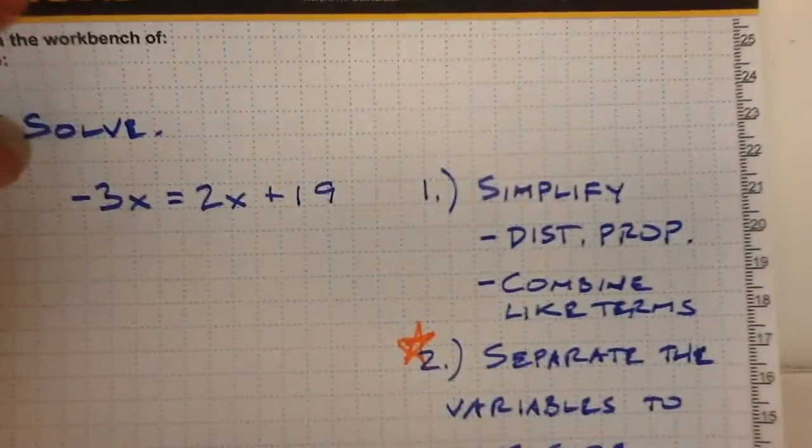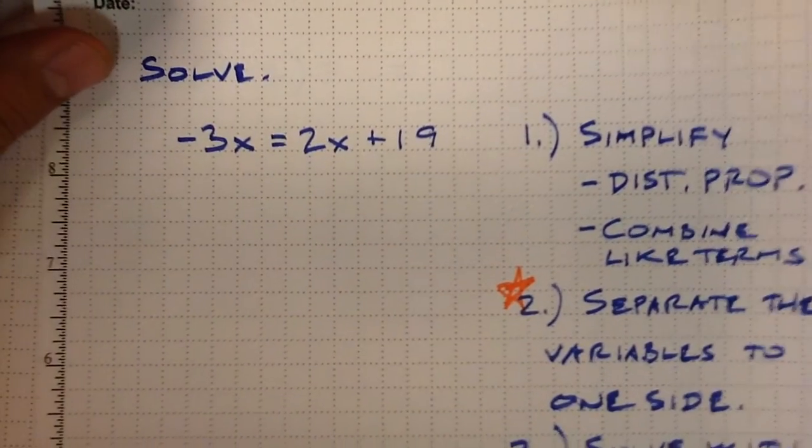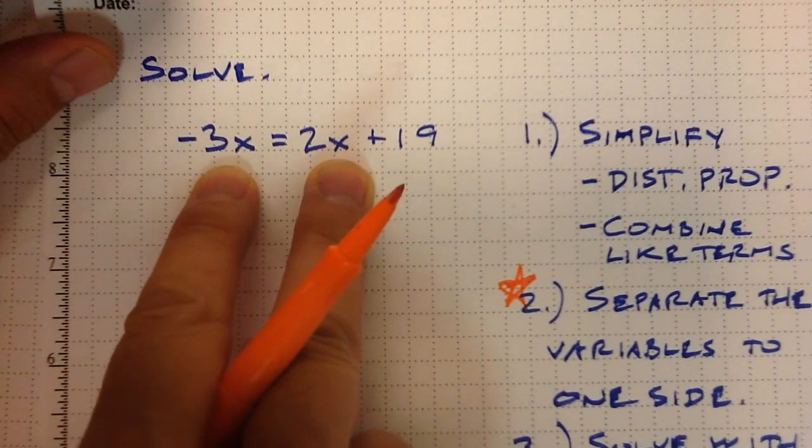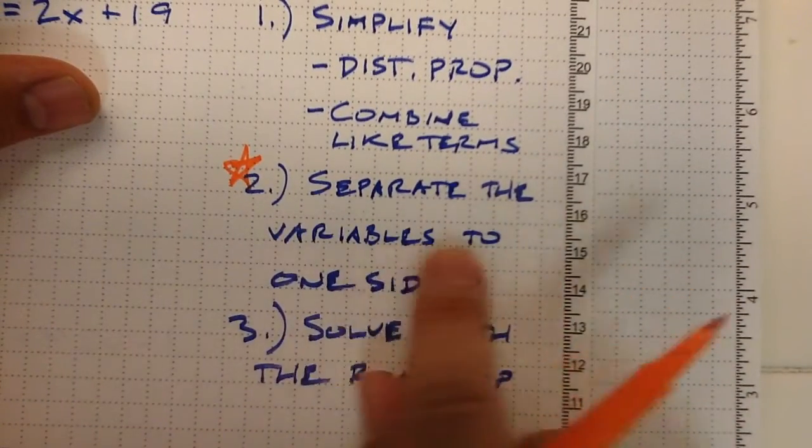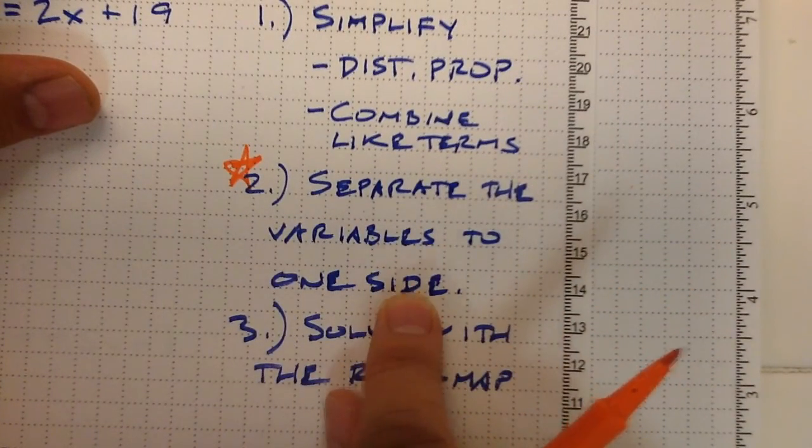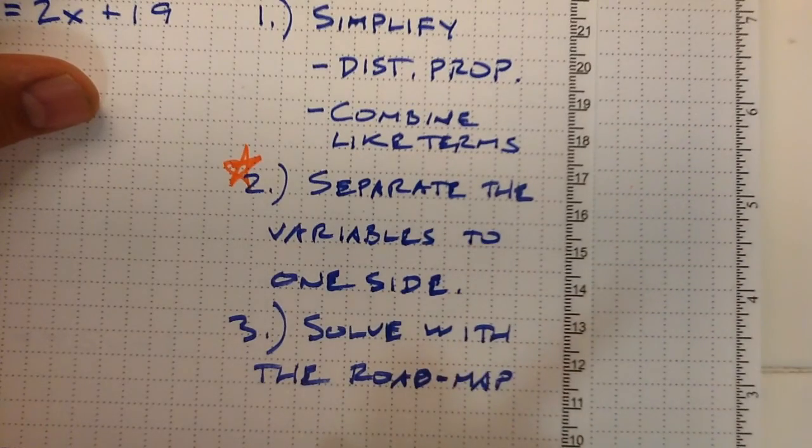What's confusing about this equation compared to all the others we've done so far is the fact that we've got variables on both sides of the equation. And so our job in step 2 is to separate the variables to one side of the equation or the other. And it doesn't matter which one. You just want to do whichever is easier.